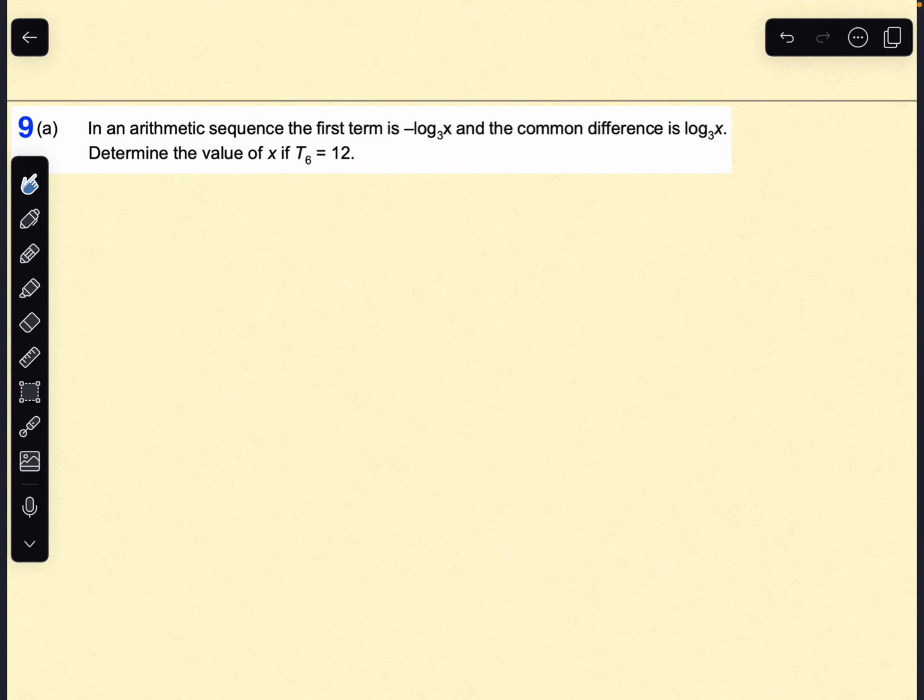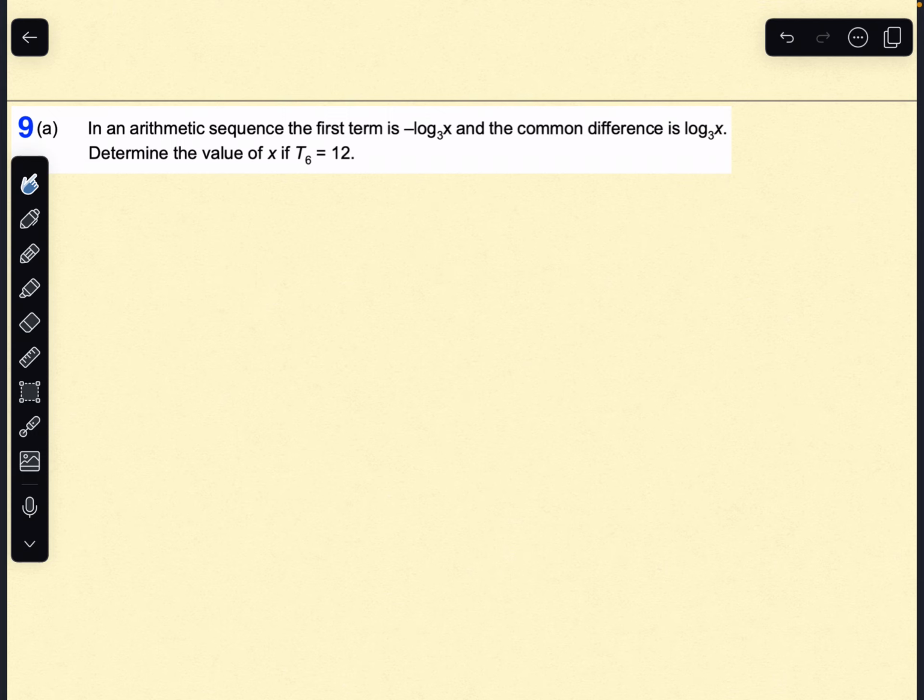We are currently busy going through IEB's paper 1 from May 2024, and today we are focusing on question 9a. In an arithmetic sequence, the first term is negative log base 3 of x, and the common difference is log base 3 of x. Determine the value of x if the sixth term is 12.